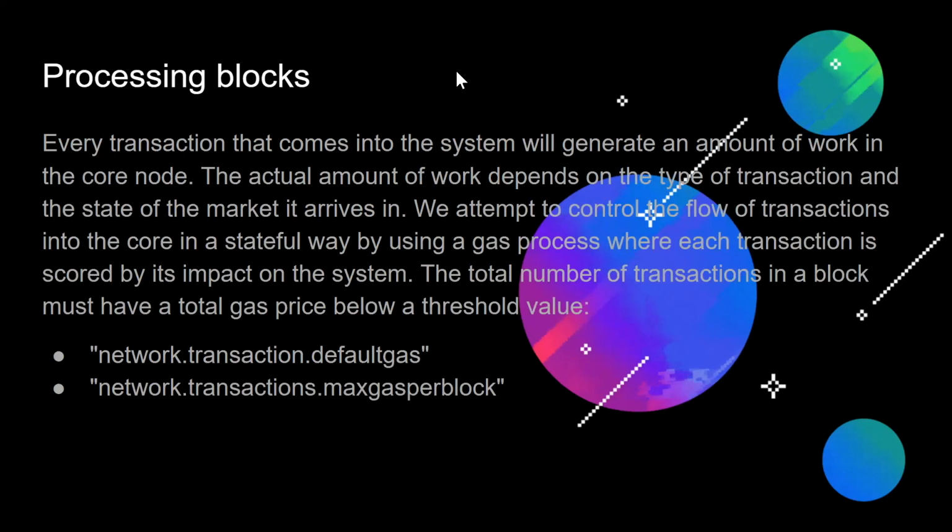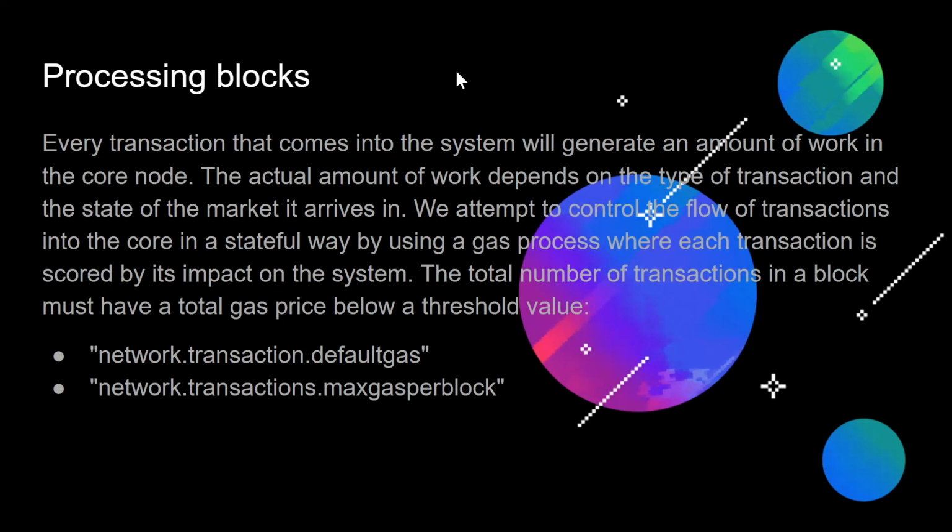So the next part is processing blocks. Once we have a block that's agreed by consensus, we pass it down to core. And we need to make sure that we don't send in too much information in the block for the core to handle in a decent amount of time. We have two network parameters for this. We have a default gas and a max gas per block.